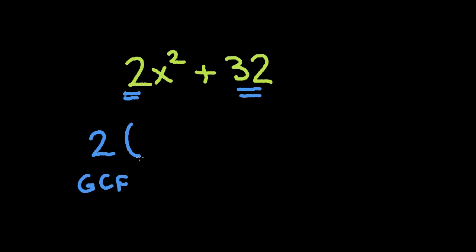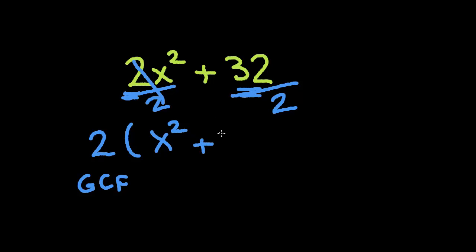So I can factor out a 2, and if I take a 2 out of this, it means I'm basically dividing it by 2. So that leaves me with x squared. And if I take a 2 out of this, again, that means divide it by 2. That means I get 16. So I end up with 2 times x squared plus 16.